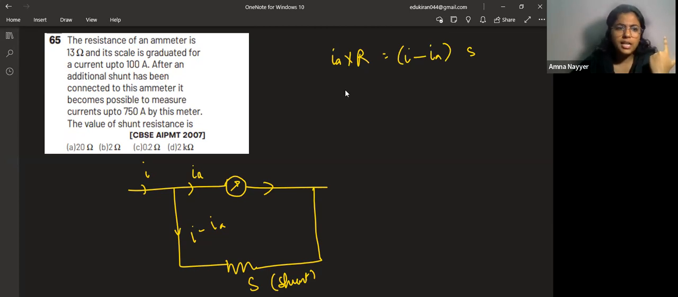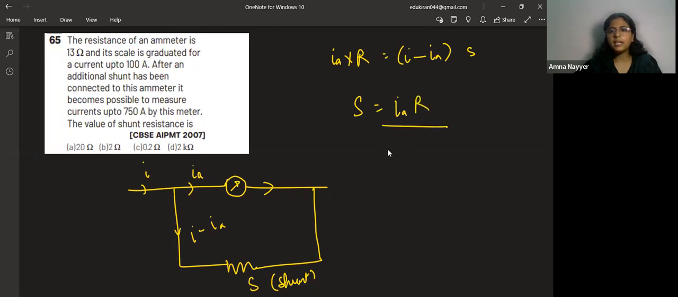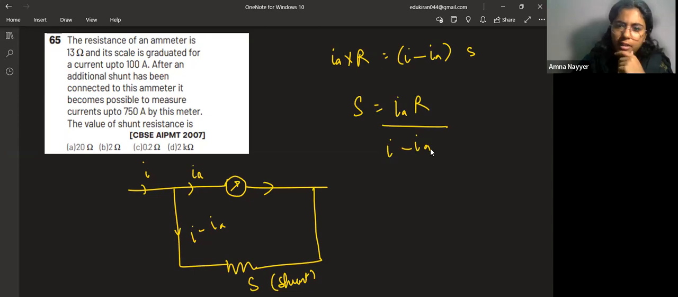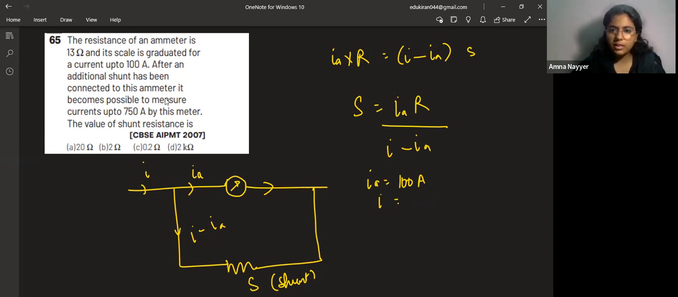Same thing. You just have to put in the values. The shunt will be equal to IA into R divided by I minus IA. That's it. So IA is given to you as 100 amperes. This is 100. The total current is up to 750, it is saying up to 750 amperes.